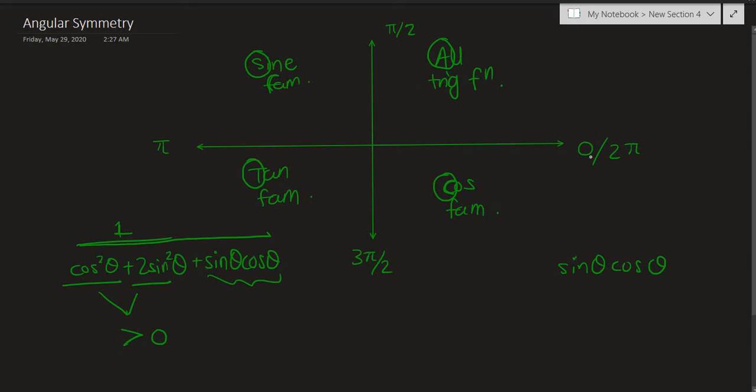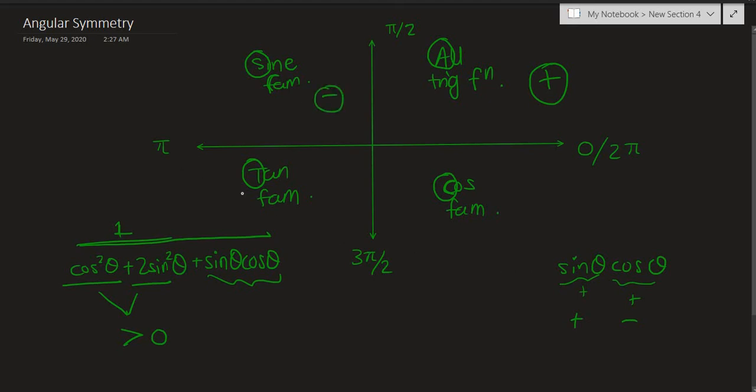Anyways, we are interested in the product of sine theta cosine theta, when that's positive and when that's negative. From 0 to pi over 2, all trigonometric functions are positive, so sine is positive and cosine is positive. So sine theta cosine theta is positive from 0 to pi over 2. But from pi over 2 to pi, only the sine is positive while the cosine is negative. So their product, a positive times a negative, is going to be negative.